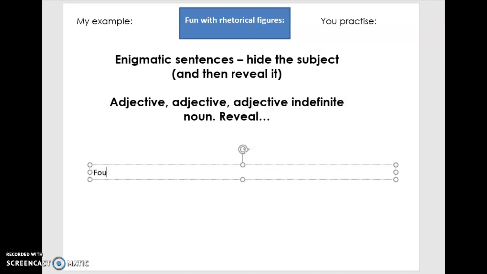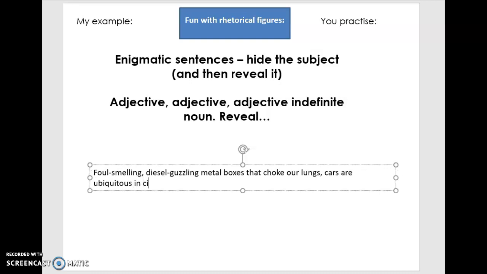So, for example, I could say, foul smelling, diesel guzzling, metal boxes that choke our lungs, cars are ubiquitous in city centres. Okay, so do you see what I've done there? Foul smelling, diesel guzzling metal boxes that choke our lungs, cars are ubiquitous in city centres.